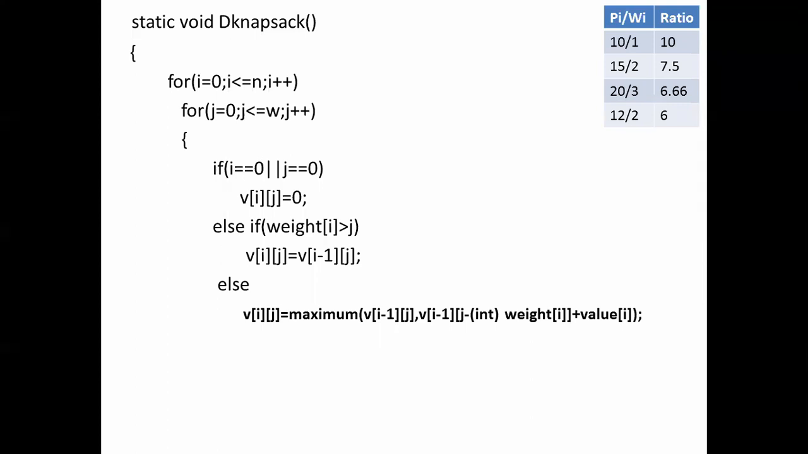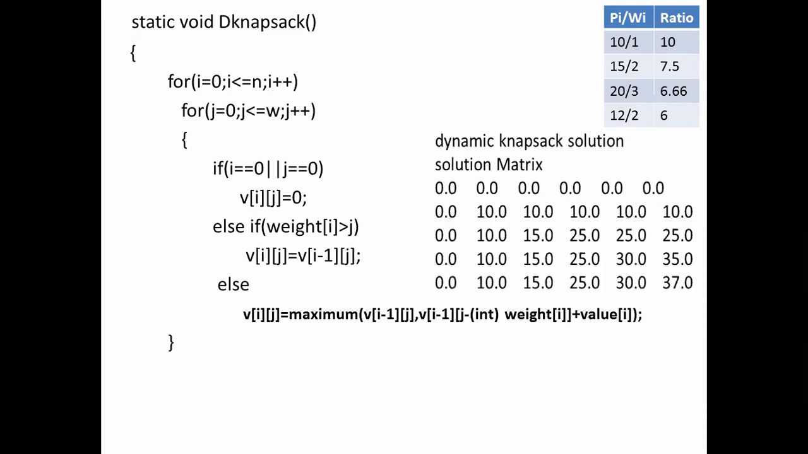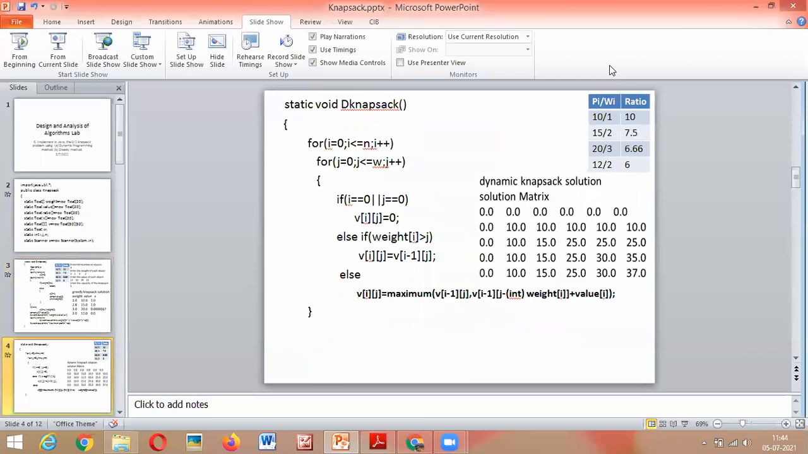So j minus int of weight of i, plus value of i. After adding the new item, if it maximizes the profit, then consider the second one, or else consider the first one itself, that is the previous value v of i minus 1, j. We traced this in the last class, so I'm not going to trace it; you know this concept, right? So this is the dynamic knapsack solution. In the last class we got a different solution, and you can notice that here also.